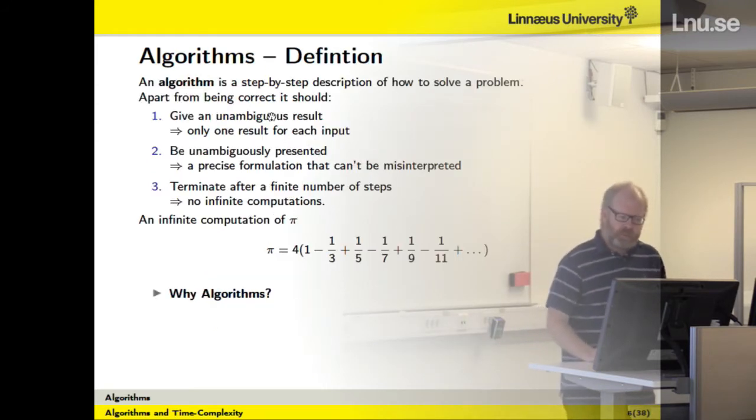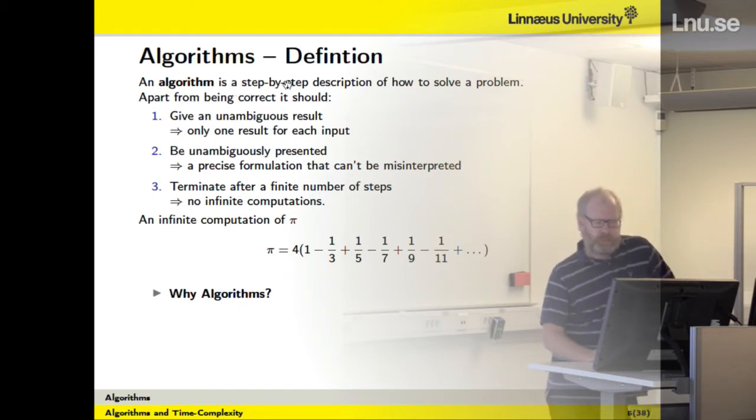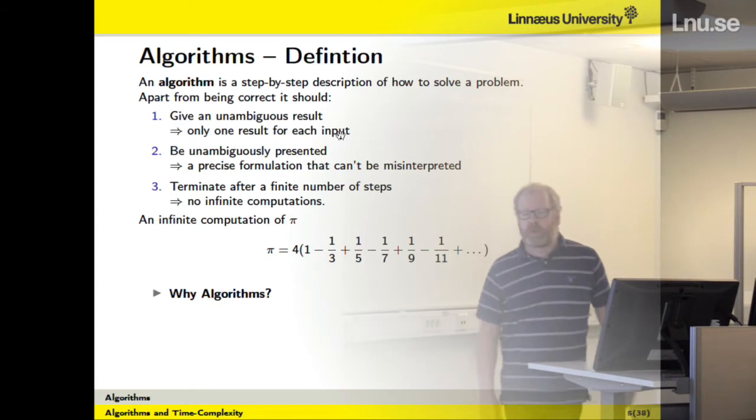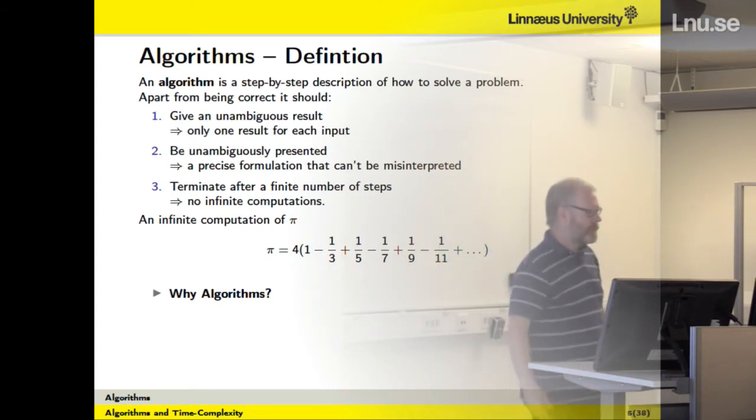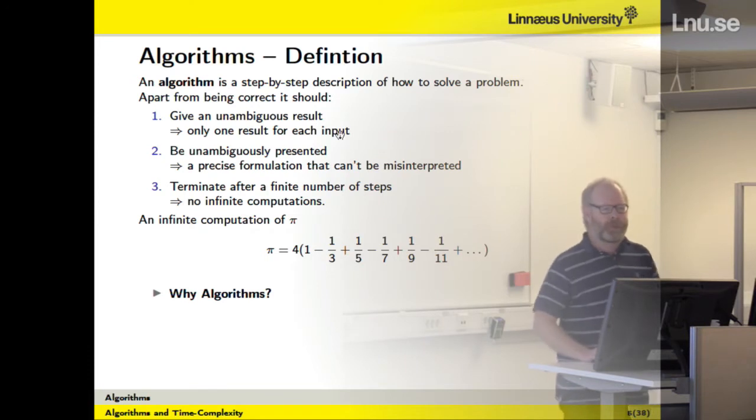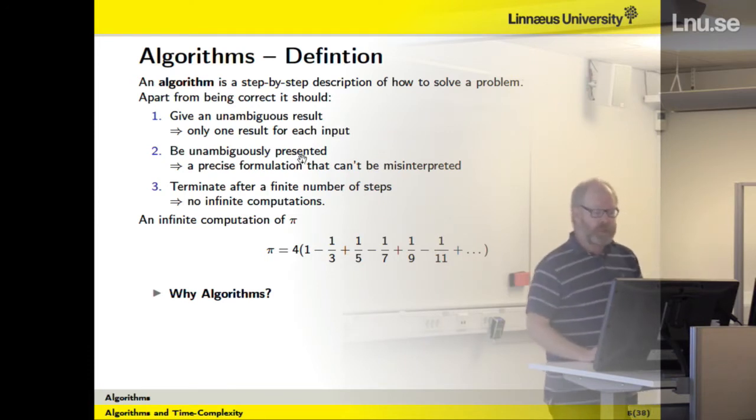What is an algorithm? Well, first of all, it is a step-by-step description of how to solve a problem. That's the general description, but we have certain criteria as well. It should give an unambiguous result. Only one result for each input. It cannot answer yes or no, sometimes yes, sometimes no. That's not the correct answer for an algorithm. For every input, it should give one and only one result.